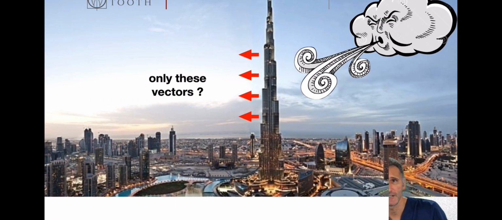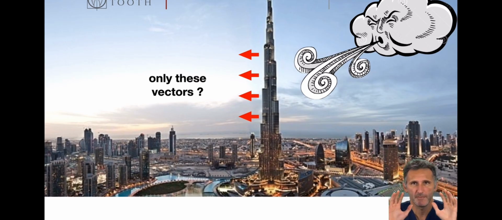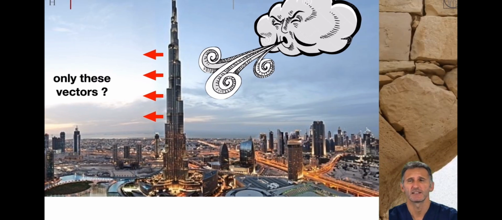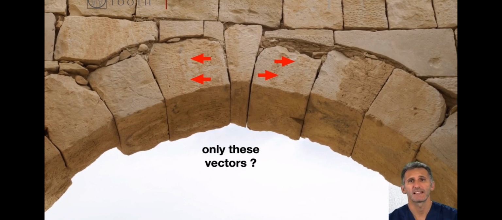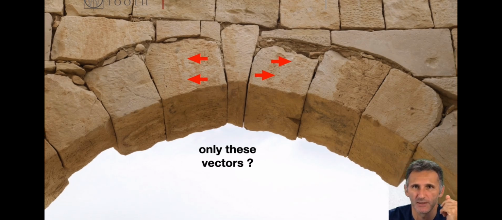Another interesting concept is that we tend to simplify, thinking that when we bend, when we push this skyscraper, the vector is just this, but this is not the reality. In the same way, when we take a vaulted arch, you know that there is a pressure from the stone in the middle to both sides, but do we have only these vectors, or are there any other forces that we have to involve?